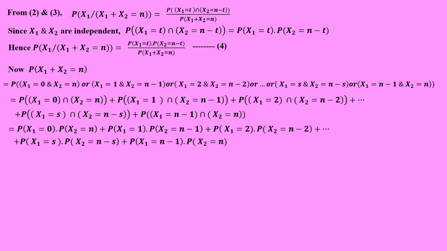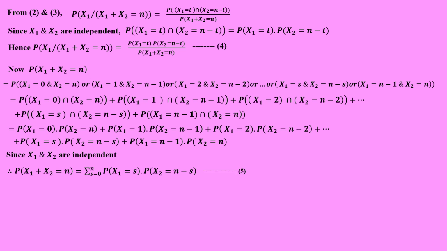Probability of X1 equal to n minus 1 into probability of X2 is equal to 1. So probability of X1 plus X2 equal to n, adding all, we are using summation notation, equals the sum from s equal to 0 to n of probability of X1 equal to s into probability of X2 equal to n minus s. That is equation number 5.